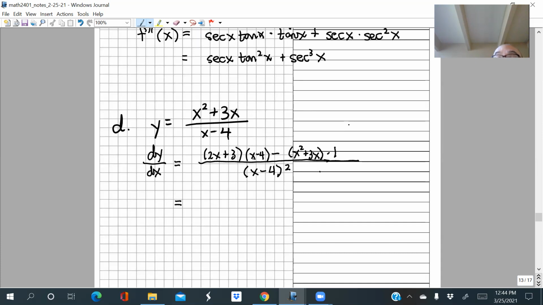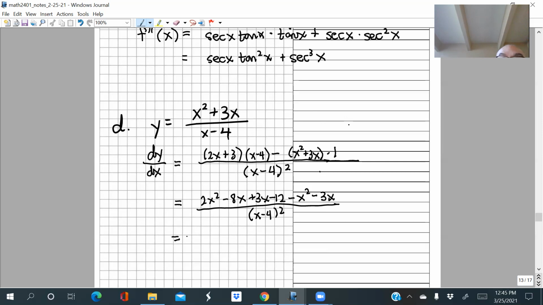But remember, we want to calculate the second derivative. Let's simplify this a little bit. Maybe when I multiply these parentheses together and add like terms, it won't turn out so bad. 2x plus 3 times x minus 4: 2x times x is 2x squared, then 2x times minus 4 is minus 8x, then 3 times x is 3x, and 3 times minus 4 is minus 12. Then minus, of course, the 1 here doesn't make any difference; you're just subtracting off what's in the parentheses, so that's minus x squared minus 3x. Be sure you distribute that minus sign.